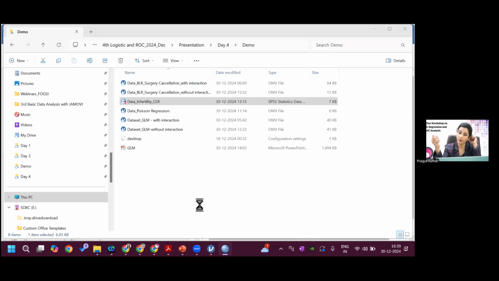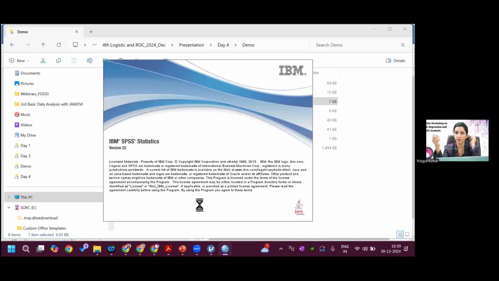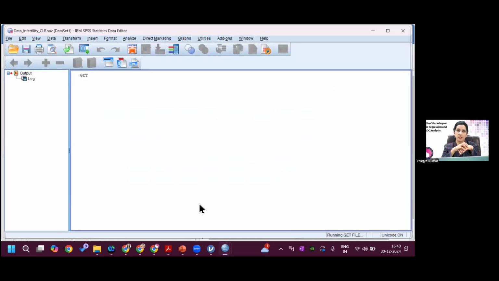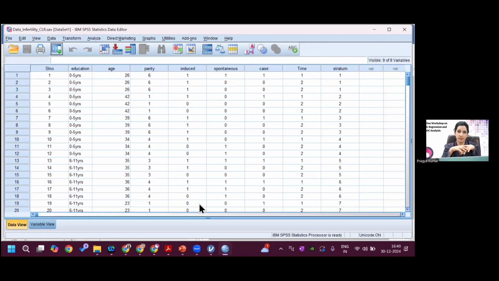Although we call it conditional logistic regression, the option comes not through the regression menu but through survival. I will just demonstrate this in SPSS, because in Jamovi we could not find this option of strata, which is important for conditional logistic regression. That's why we are demonstrating it over SPSS.